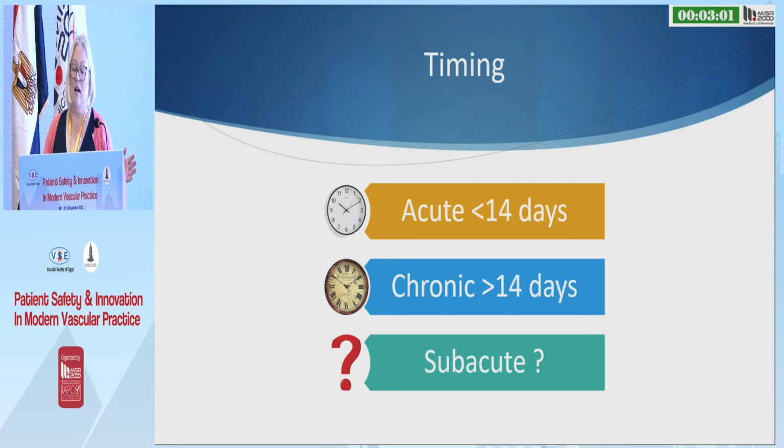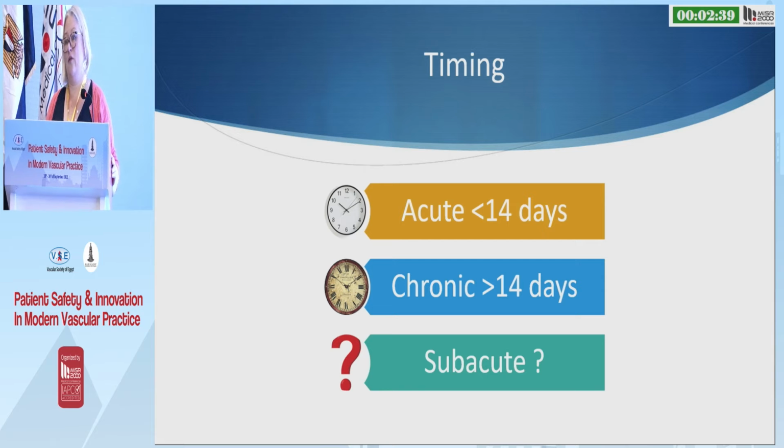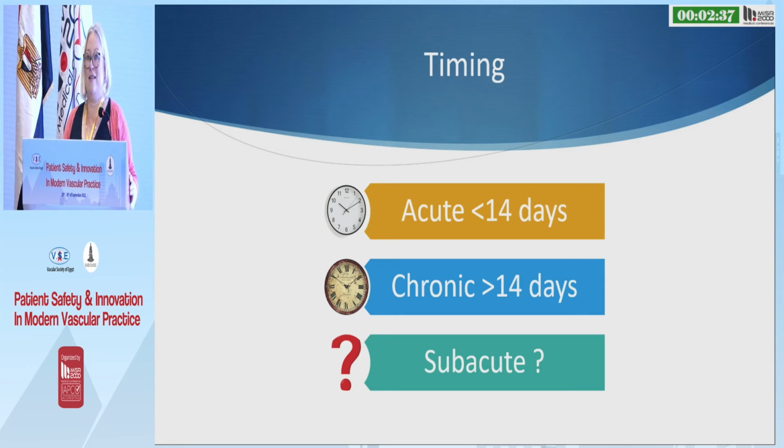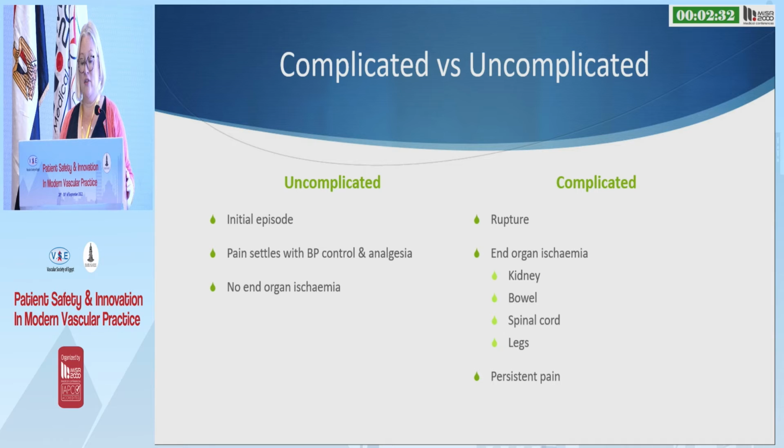We talk a lot about timing, and this is the more old-fashioned timing classification: acute less than 14 days, chronic greater than 14 days, and there wasn't really ever a subacute group. That acute and chronic classification was purely based on the very early observational studies that showed that people stopped dying after 14 days. So the assumption was that the dissection flap had matured and had become less dangerous.